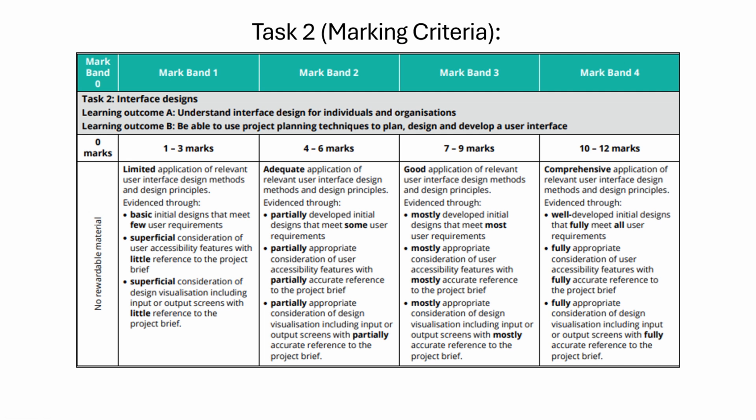Now if you look at the mark scheme, you've got 4 mark bands and it's the task 2 interface design. The learning outcomes are understand interface design for individuals and organizations. And learning outcome B is be able to use project planning techniques to plan, design and develop a user interface. If we look at mark band 4, which is 10 to 12 marks, which is what all of us should be aiming for, it's comprehensive application of relevant user interface design methods and design principles.